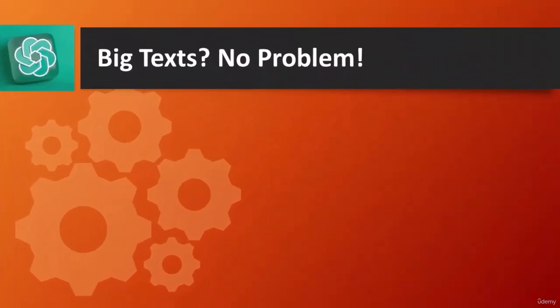Sometimes an article might be too big for ChatGPT. If that happens, don't worry. Just split the text into smaller parts and ask ChatGPT to summarize each one. Then put those short summaries together and you have got a full overview.